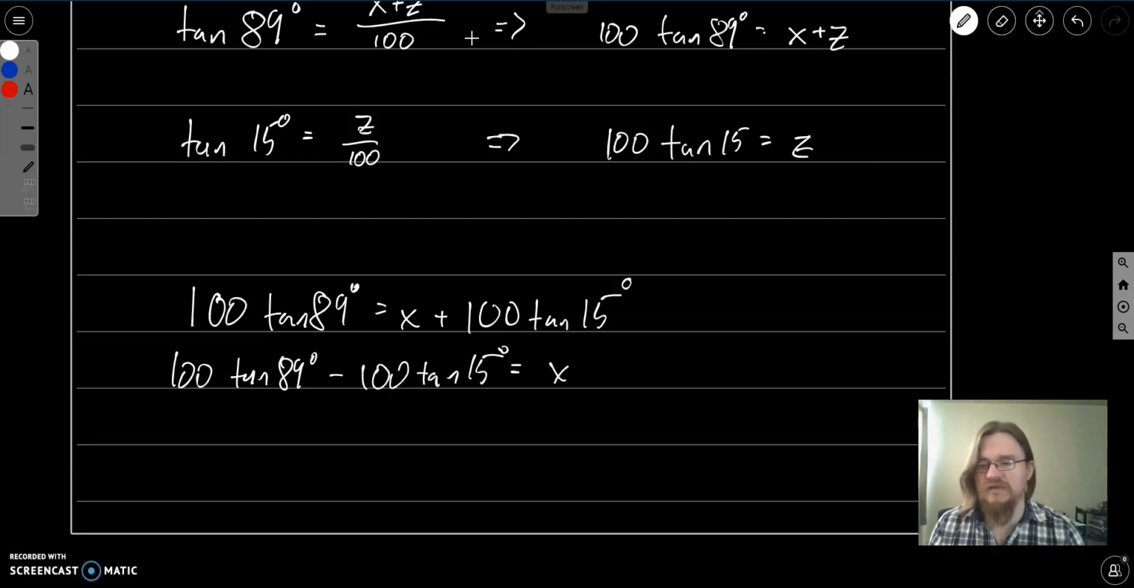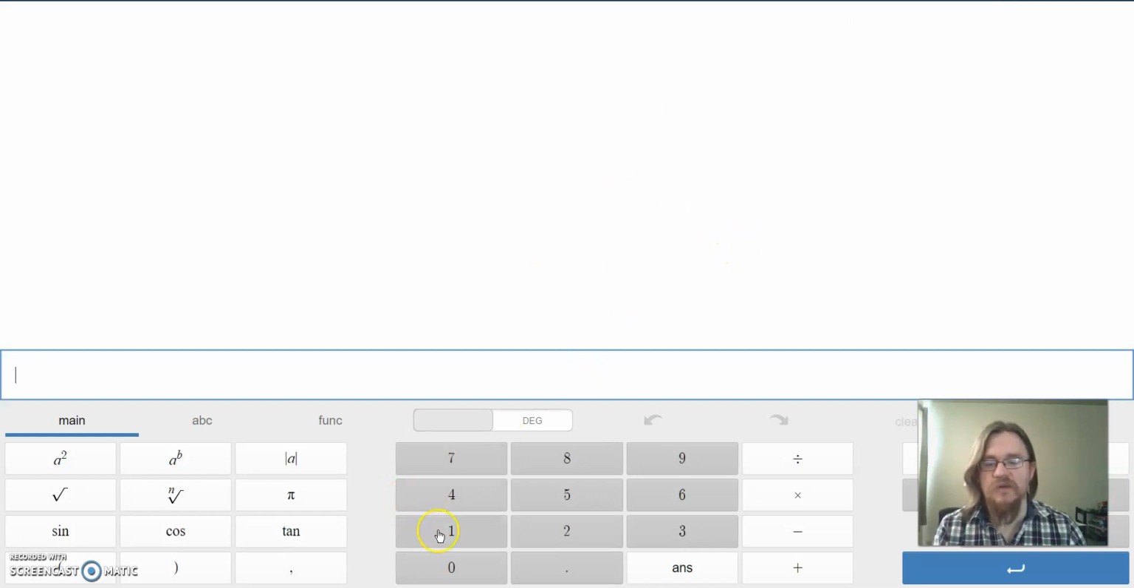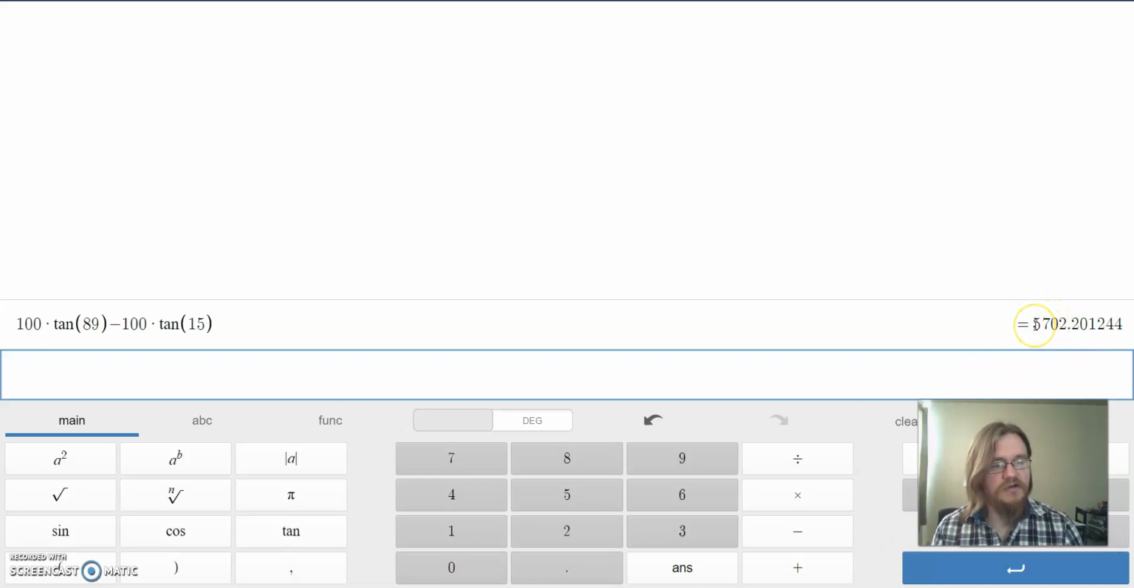And again, tangent of 89, tangent of 15, these aren't the special angles that we were looking at before. So we will just come over to our scientific calculator. We'll have to take 100 times tangent of 89, and we're going to subtract 100 times the tangent of 15. And if we hit enter, we get 5,702. I'll just round to the nearest whole number, the nearest foot.